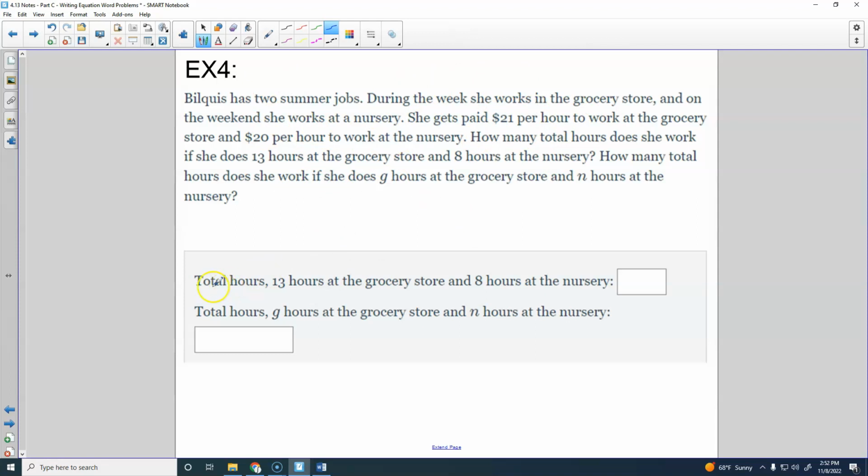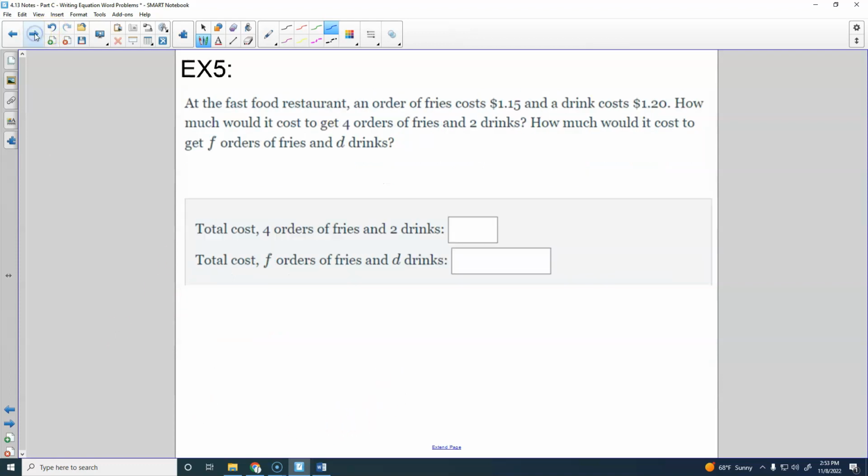Let's continue. All right, total hours, 13 hours at the grocery store, 8 hours at the nursery. What do we get? No, because they're tricking you again. What's it asking for? Hours. It is just 21. Right there, 13 plus 8. If it had asked for the amount of money, then that would be correct. And then total hours for G at the grocery store and N at the nursery would be G plus N. So watch out for those. I didn't mean to put 2 of them back to back.